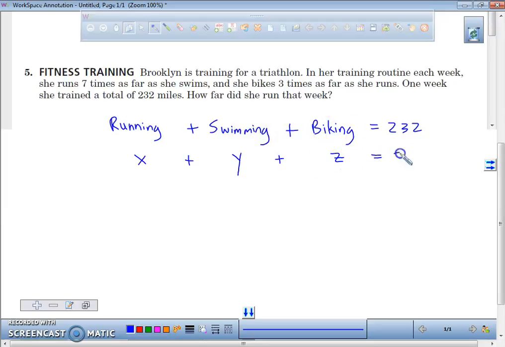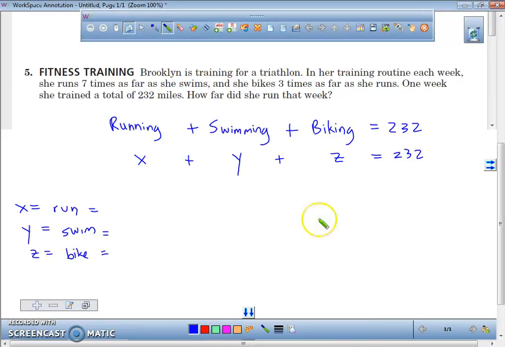So when you write this down, I want you to understand when I say we solved for X, we actually solved for the amount that she ran. Okay, so right here I'm going to put X equals, Y equals, Z equals: run, swim, bike, just in case you forget. And then we're going to highlight some things and see if we can figure some stuff out.